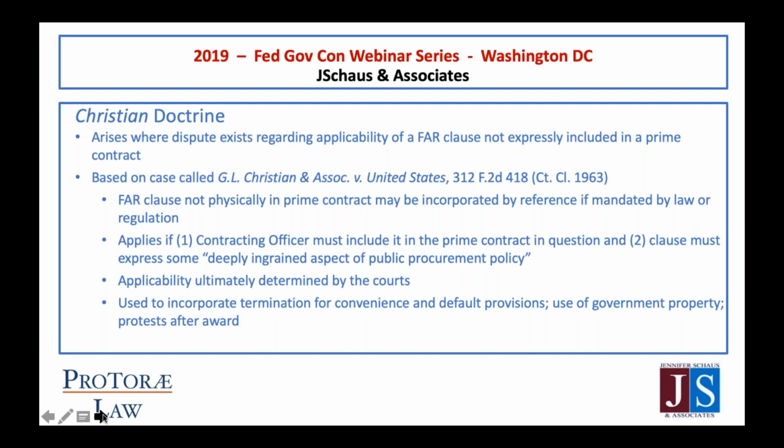Now, this is typically something that arises in a litigation context, where parties are disputing whether or not one particular clause is included in the contract or not. And so it will ultimately be subject to a judge or a court determination. And the courts have typically said that it will be incorporated by reference if it's something that the contracting officer should have included initially, and also if the clause reflects, quote unquote, some deeply ingrained aspect of public procurement policy.